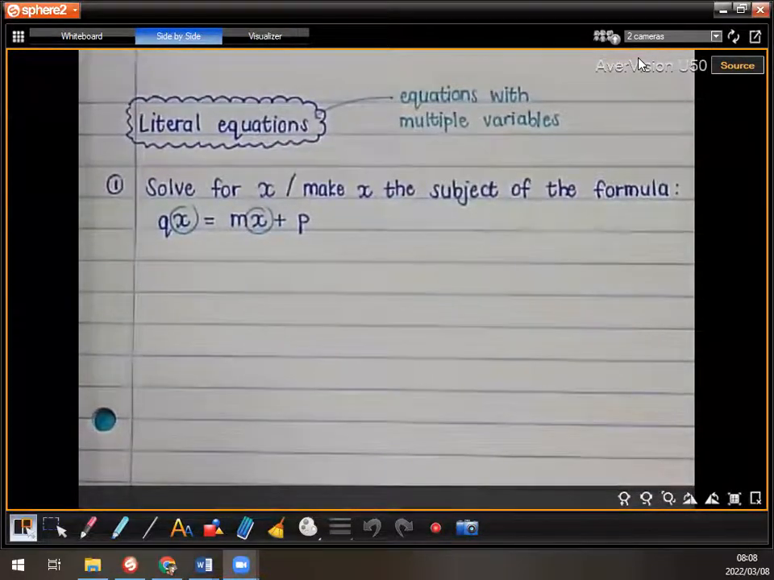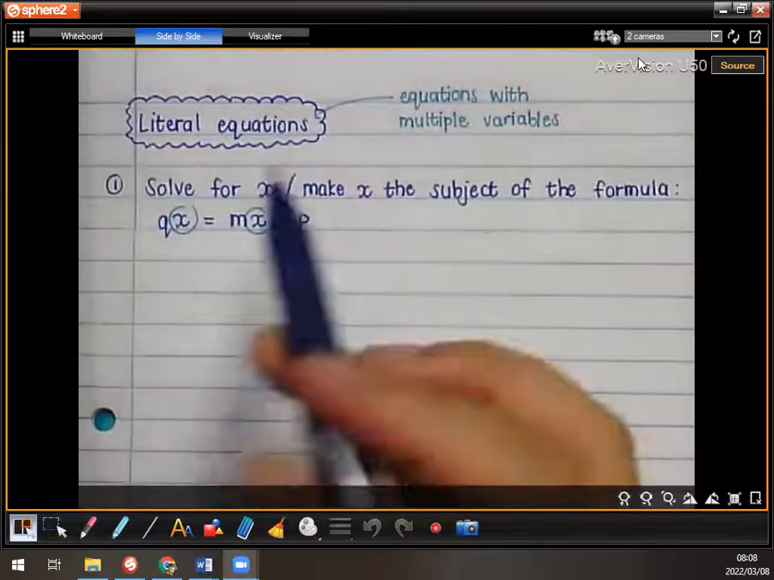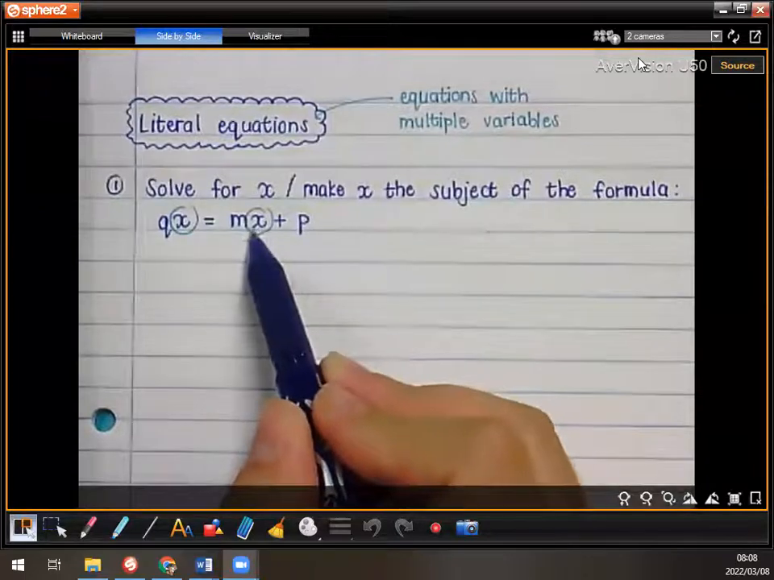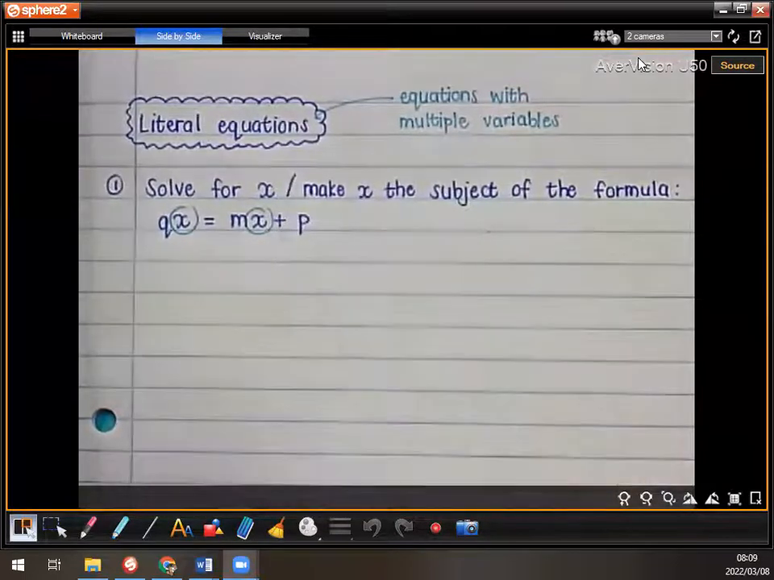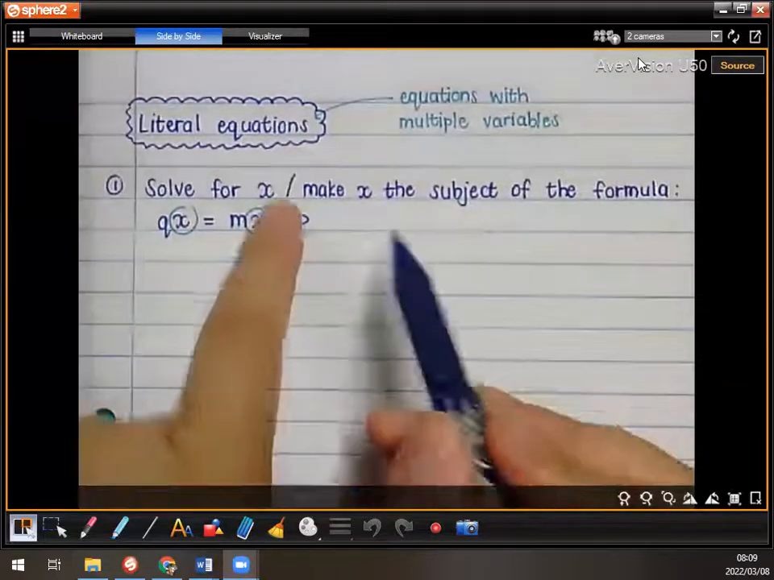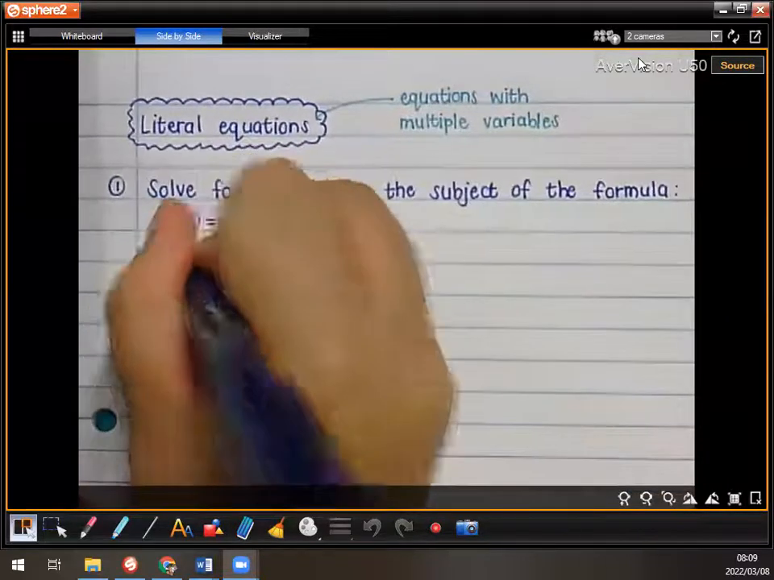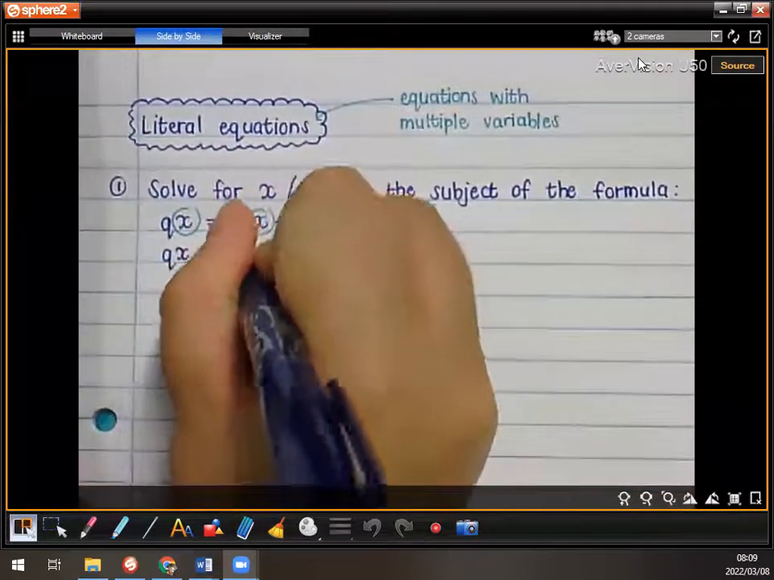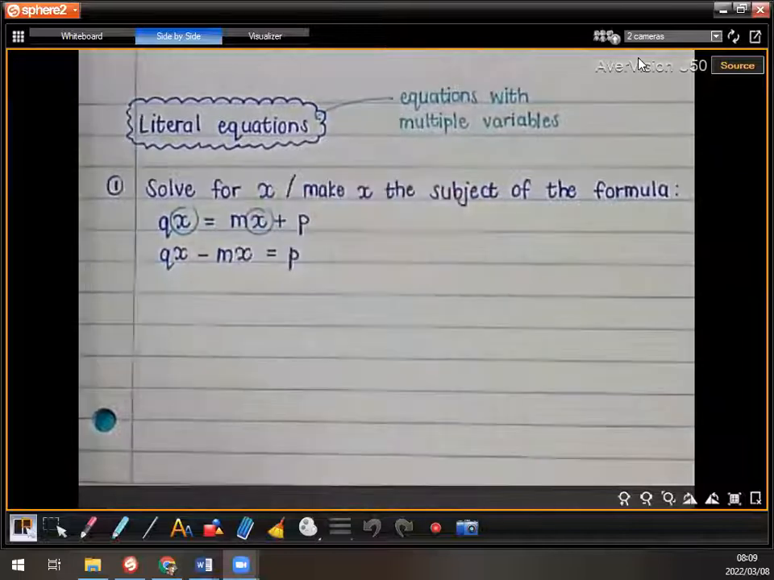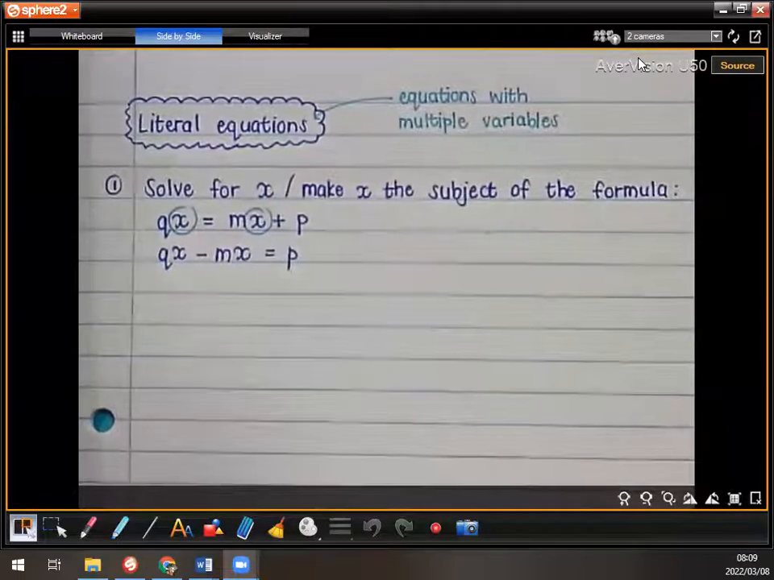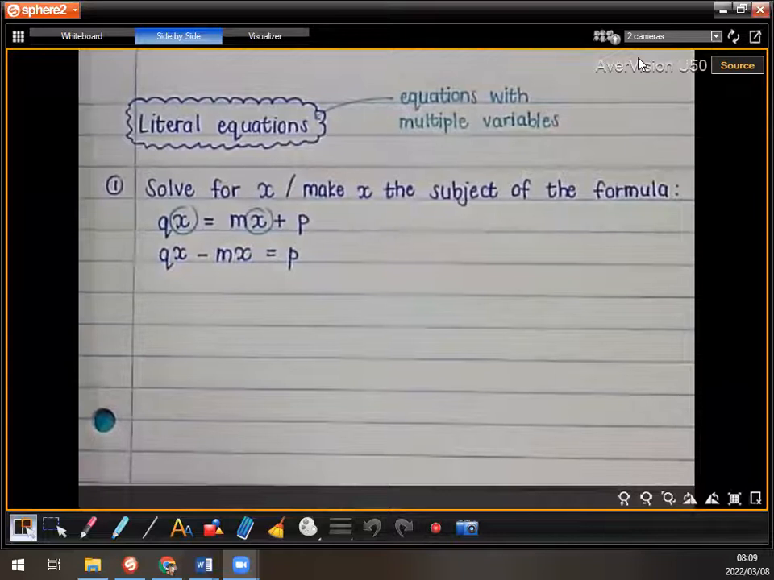Now guys, when you are solving for x in a normal equation, one that has numbers, you would get all the x's on the one side and everything else on the other side. Does that make sense? We're going to do the same thing here. This mx term, because they wanted to make x the subject, they wanted x equals everything else, so I want to get that x term on the side as well. I'm going to say qx minus mx is equal to p. That would be my first step, just getting all the x terms on the one side.